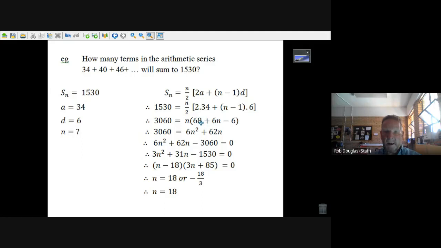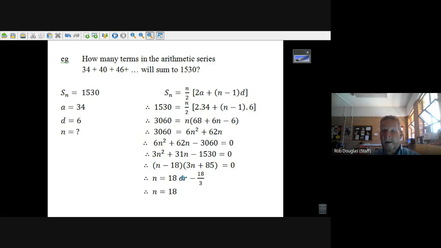68 minus 6 is 62. That's why he's got 62 here. And 62 times n gives me 62n. 6n times n is 6n squared. Now we subtract 3,060 from both sides. We get this quadratic equation. Always look for a number that will go into everything. It looks like we could divide everything by 2. 6 divided by 2 is 3. 62 divided by 2 is 31. 3,060 divided by 2 is 1,530.